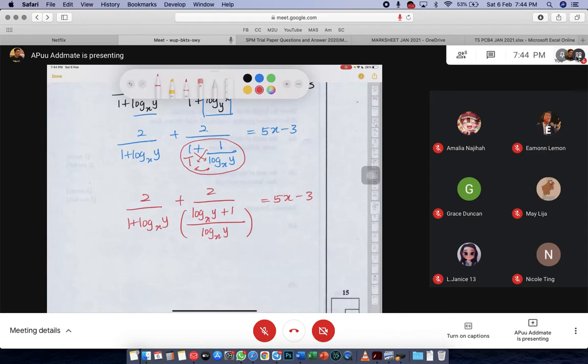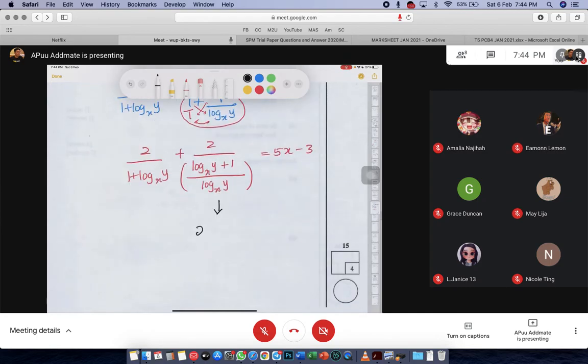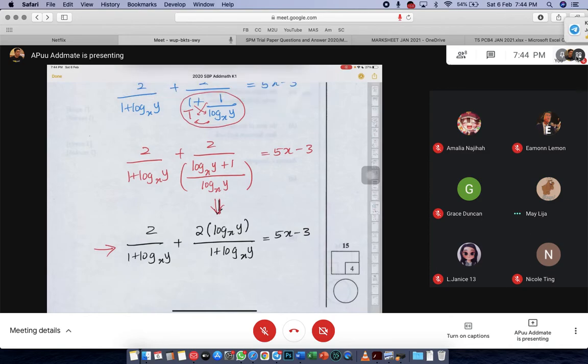Alright. Next. I am going to do something, but then you tell me whether you can understand or not, right? Cikgu akan tukar ni jadi 2 and then times log base x, y over 1 plus log base x, y. Depan tu 2 over 1 plus log base x, y. Lepas tu equals to 5x minus 3. Okay, my question to you. Boleh understand ke part ni? Yang ini. Boleh sebab kamu pindahkan yang bawah tu ke atas kan?